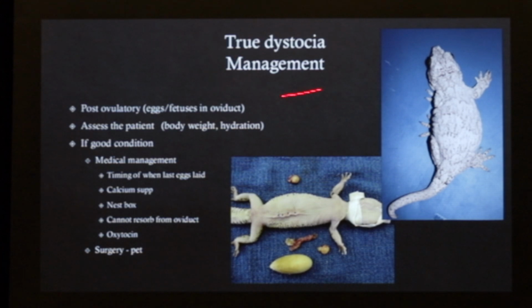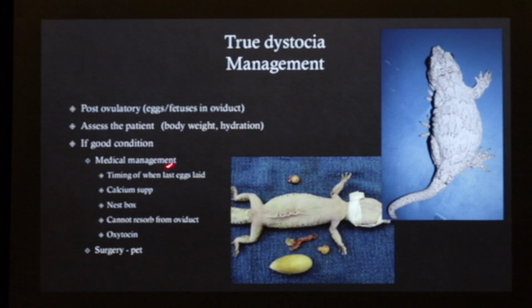So what about the true dystocia? Now we're talking about, we've released those follicles, they're in the oviduct now, okay? And now maybe we have a problem. We know now that those eggs, we either have to go in and get them, or we have to figure out a way to get this reptile to lay them on her own, okay? We can't just let them sit in there. They're not going to resorb, right? So here are the things that we can look at.